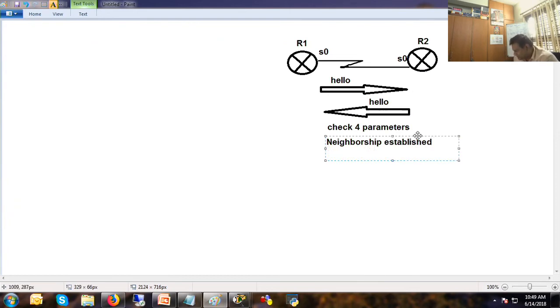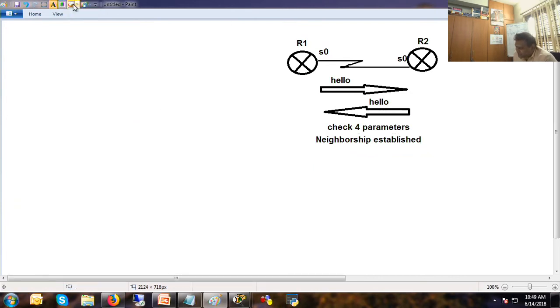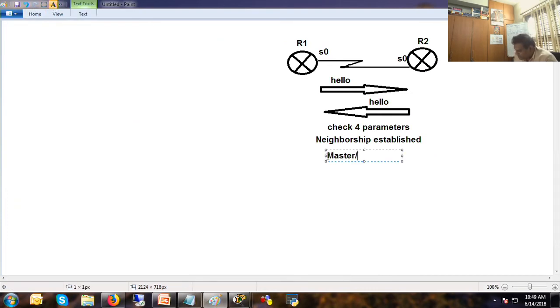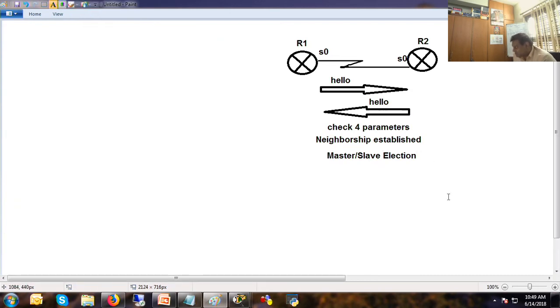Once neighborship is formed, the first thing is, who is master? Master-slave election. So, teacher and student, who is master? Teacher. Father and son, who is master? Father. Husband and wife, who is master? Wife. You're eligible for marriage. Understood, no? Yes. So you understood very well.